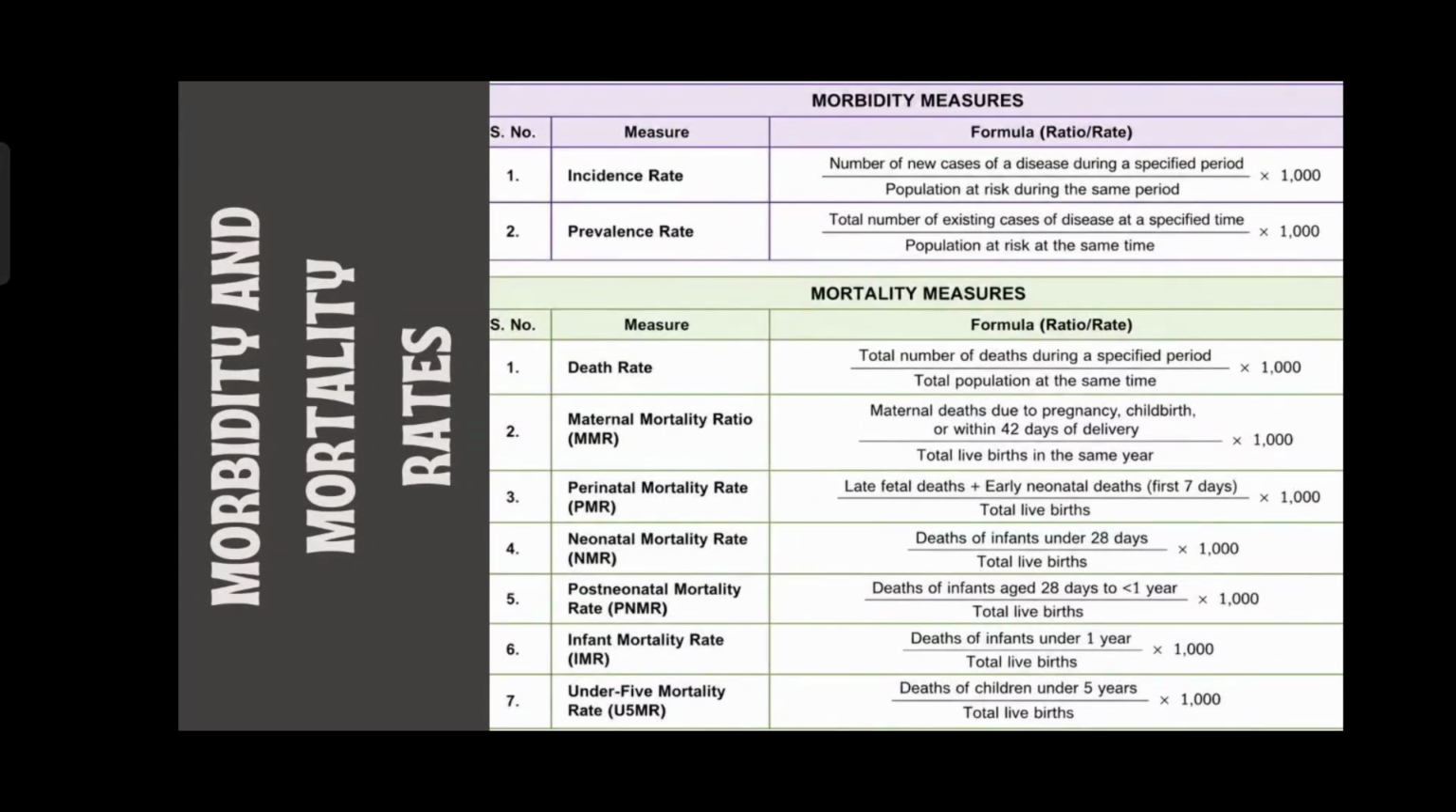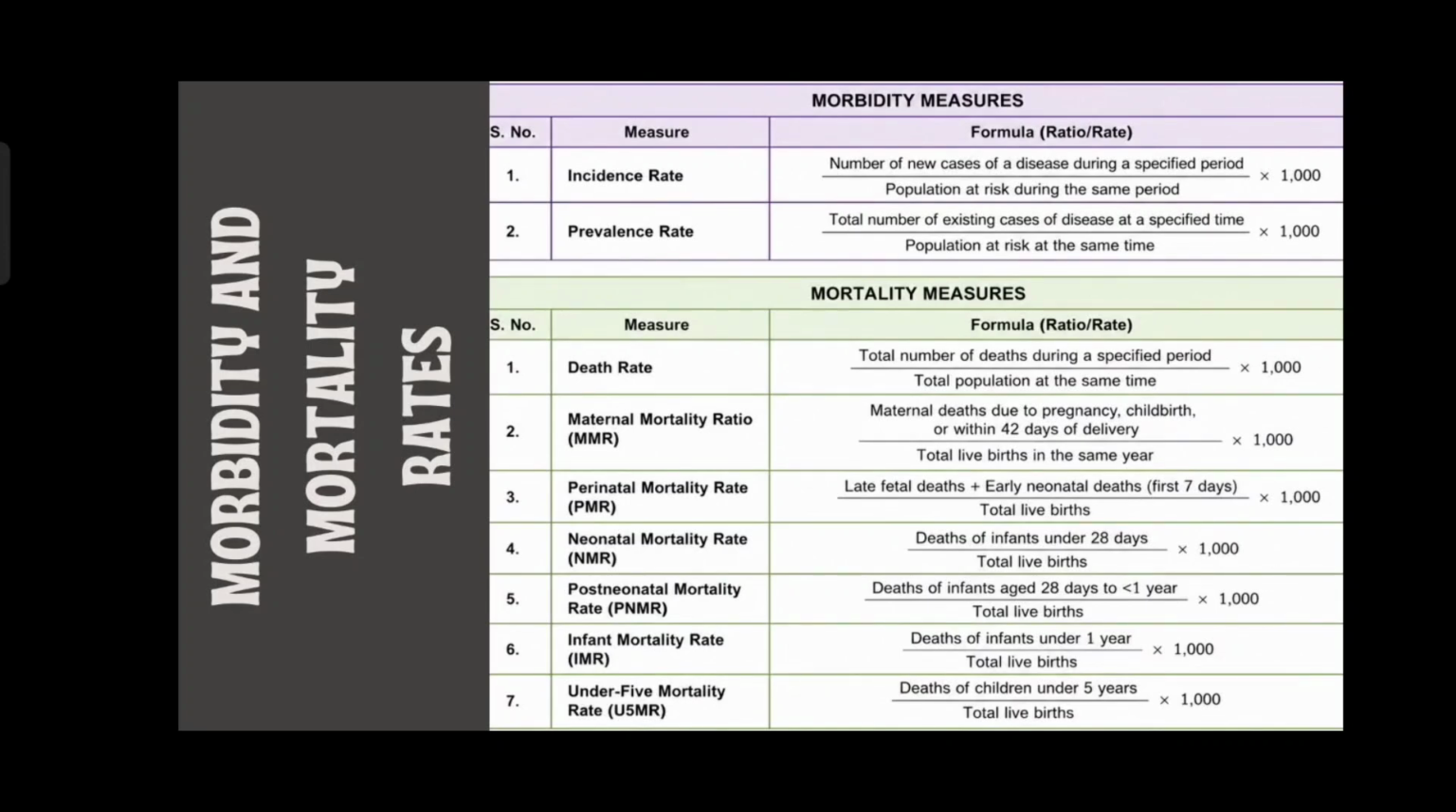So the fourth one is neonatal mortality rate. Neonatal mortality rate means it is the number of newborn babies who died within 28 days after the birth. So the calculation is death of infants under 28 days divided by total live birth into 1000.